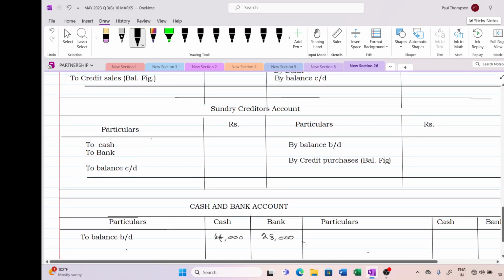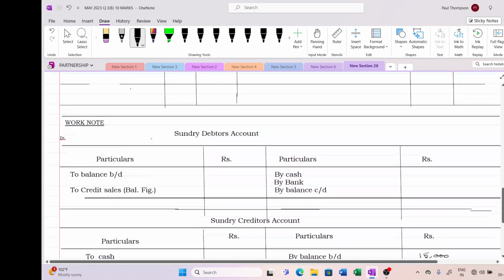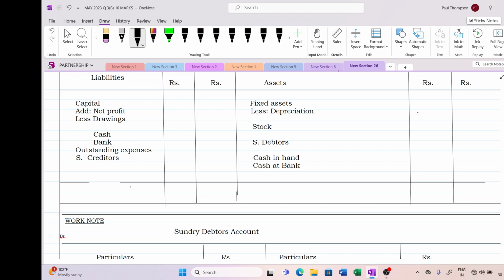Now moving on to the next item, sundry creditors. They have given the sundry creditors opening balance as 15,000. Done. Next, they have given capital. This will go to our balance sheet inner column because we have to add something. 95,000 is the capital amount we have entered.